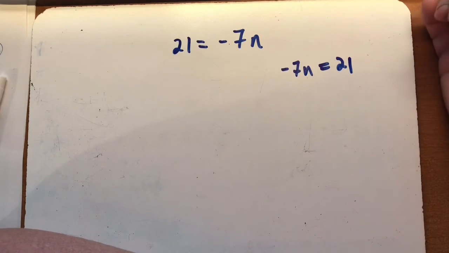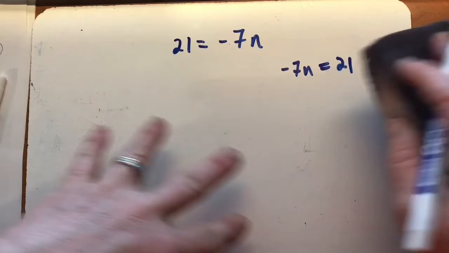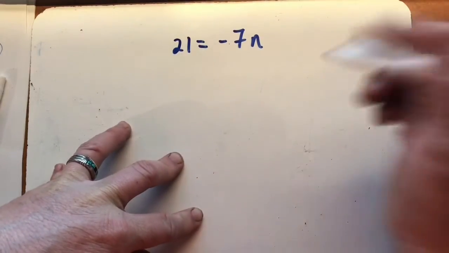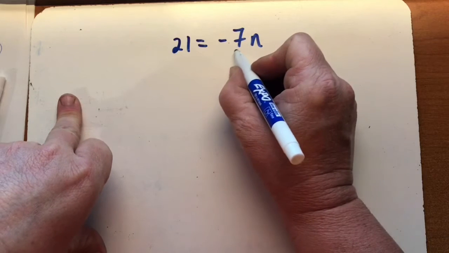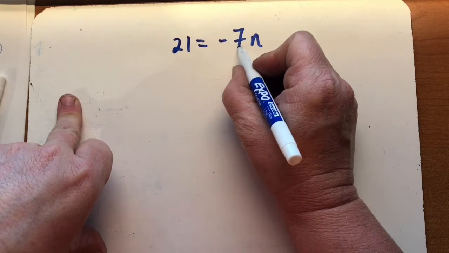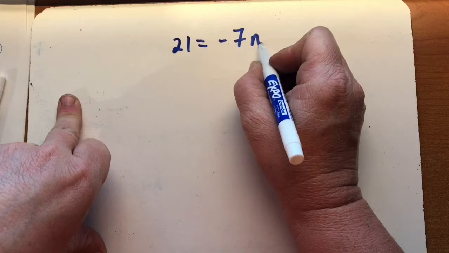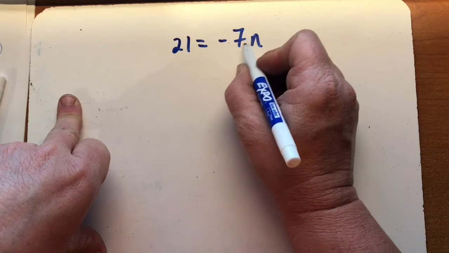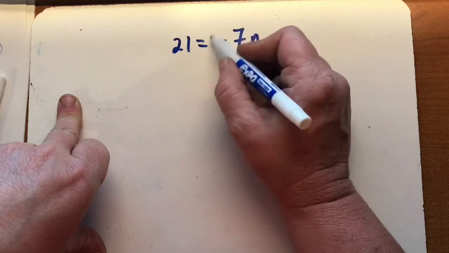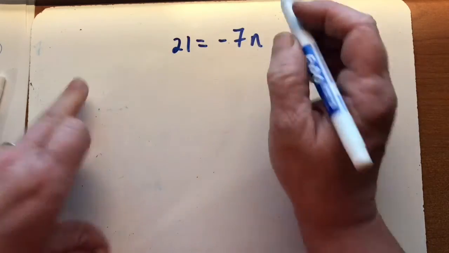If that is more comfortable, it doesn't matter. The answer is going to be the same. Just make sure your negatives are where they need to be. Okay, right here we've got a -7 multiplied to the n. There's no plus or minus sign in between here, so there's no adding or subtracting going on. It's just a -7 being multiplied to n.